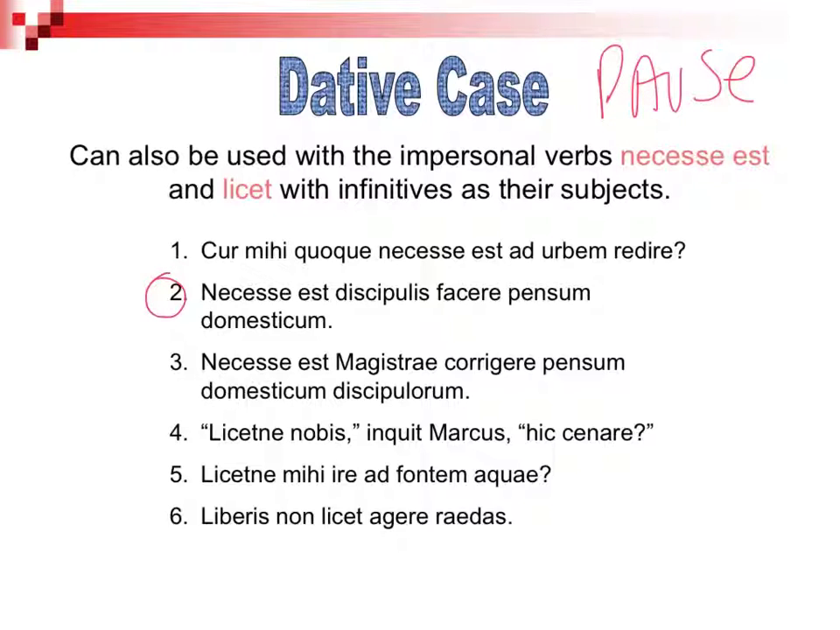Number 2, it is necessary for the students to facere pensum domesticum, to do their homework. And number 3, it is necessary for the teacher, female teacher, to correct the pensum domesticum, the homework of the students. Number 4, is it permitted nobis for us to dine here, says Marcus. Number 5, licetne mihi, is it permitted for me to ire, to go to the water fountain? Number 6, it is not permitted for the children to drive the carriages.